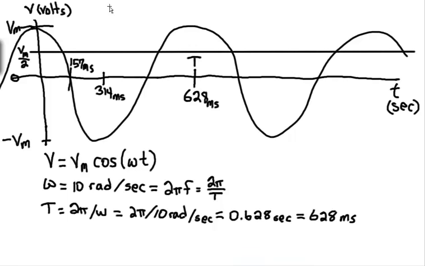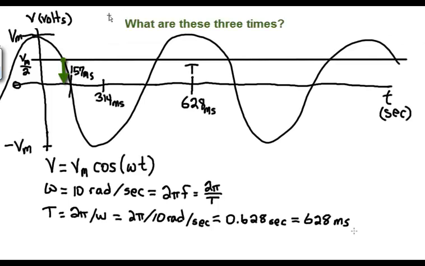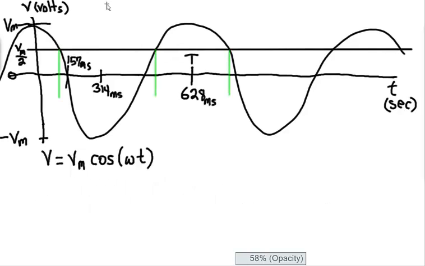We'd like to know what the time is when the voltage is half of Vm. What are these three times? The times when the voltage is Vm divided by 2.